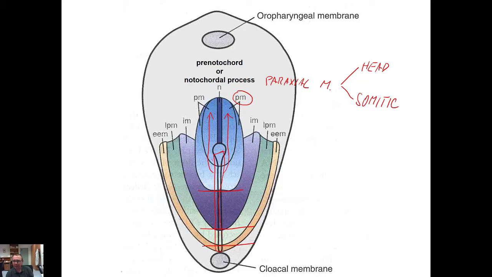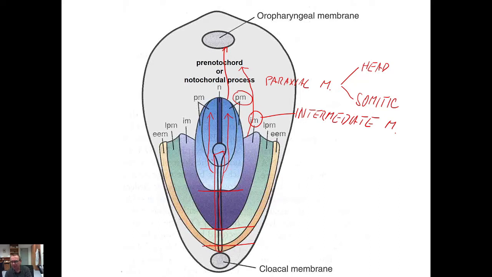The middle part of the streak gives rise to IM, which means intermediate mesoderm, which also migrates cranially, but not so much. This paraxial mesoderm can reach the oropharyngeal membrane. The migration of intermediate mesoderm is less extensive, so it migrates only to the cervical area.